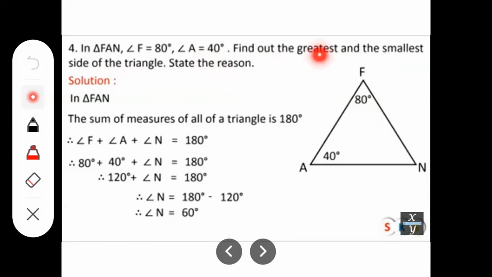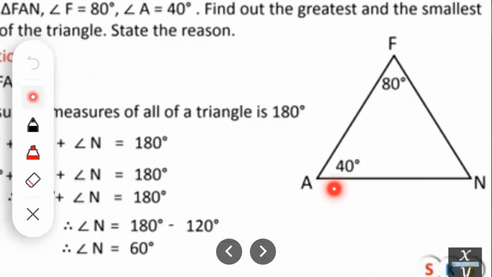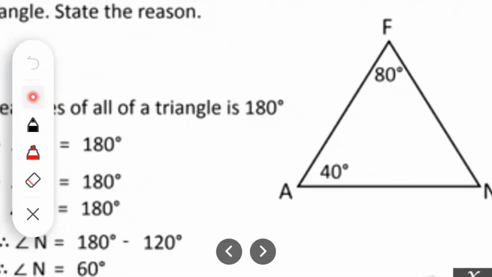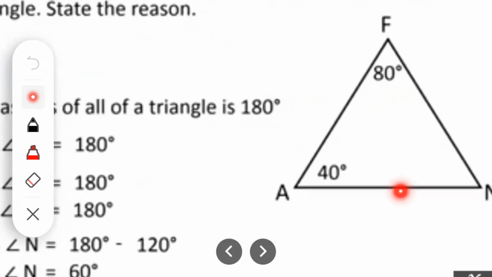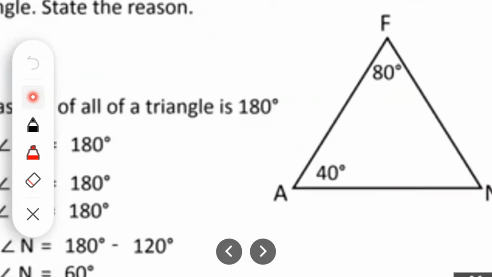To find the greatest and smallest side, we should first decide which angle is the greatest and which is the smallest. Based on the measurement of angles, we can decide the greater side and the smaller side. So for that we should know all the measurements of the angles of the given triangle. Now in the diagram, only 2 measurements are given, so let's find the third one, that is angle N.